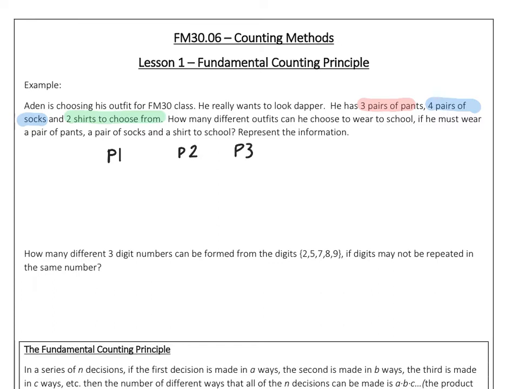And then he has 4 pairs of socks, right? So he's got 4 options for socks coming off of each pair of pants. So 1, 2, 3, 4, sock 1, 2, 3, 4, same thing there. And then for each of those, he has 2 shirts that he could choose. So shirt 1, shirt 2.